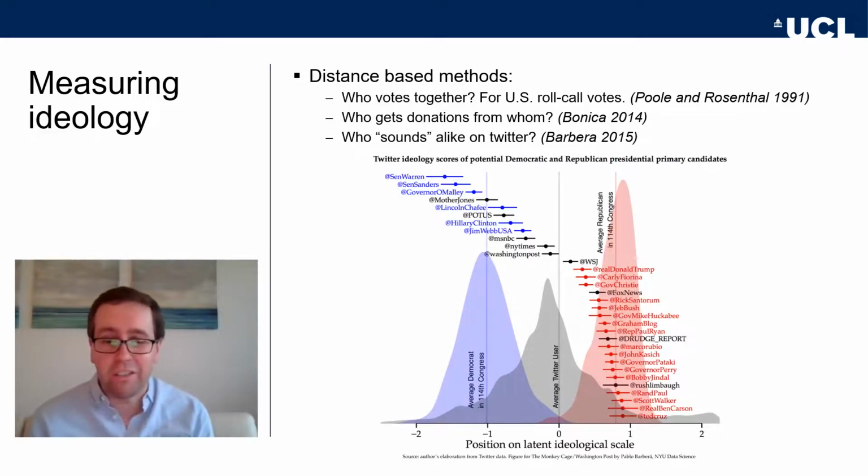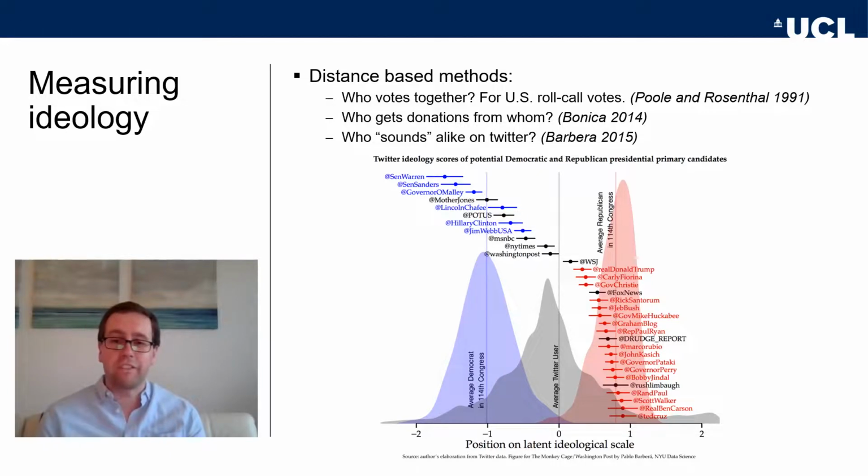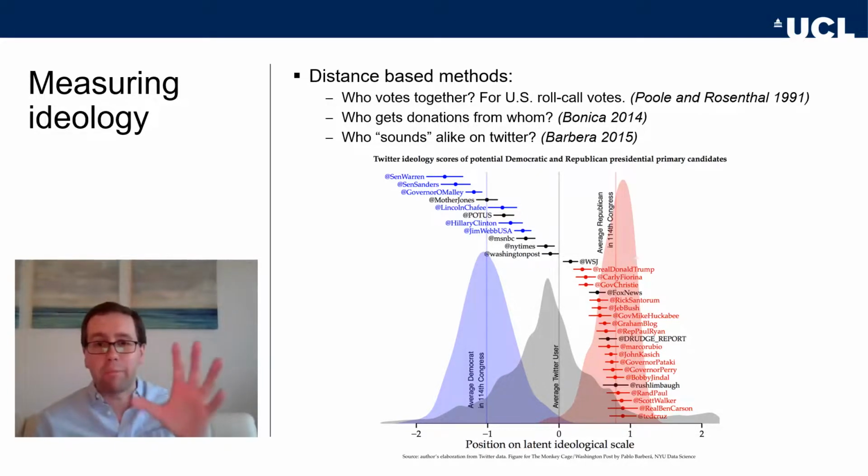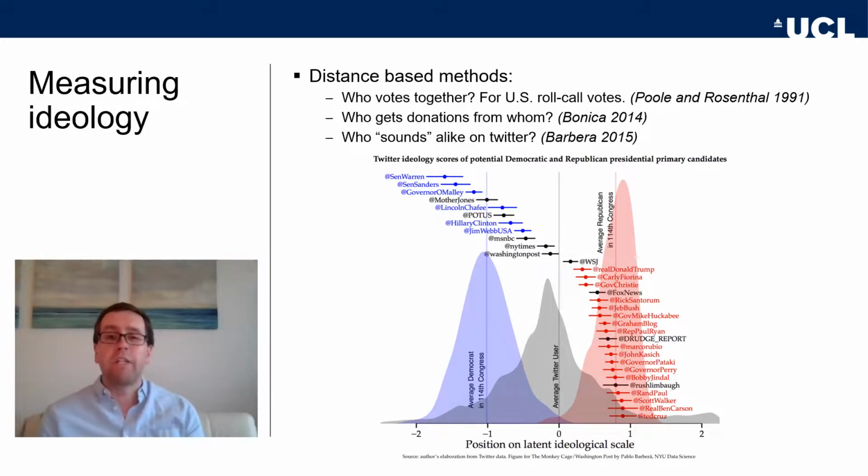So this is from the 2016 election. I haven't seen an updated version for 2020, but for the 2016 election, this is a nice example of where politicians are located based on their Twitter score. I would assume, and it is possible to recover something that very much looks like what we would expect in terms of ideological distribution. So the average Twitter user is in the middle here. It's the gray distribution, and you have Republican congressmen on the right and Democrat members of Congress on the left, and you have the estimates for the individual Twitter accounts.